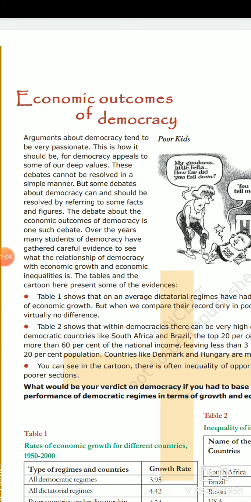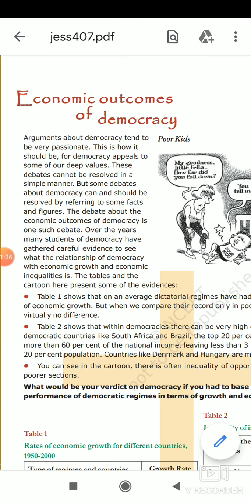If we make a comparative study between democratic and non-democratic countries between 1950 and 2000, during these 50 years we observed that non-democratic countries scored better in economic development compared to democratic countries. Non-democratic country means dictatorship, military ruler, religious ruler. So they take quick decisions.